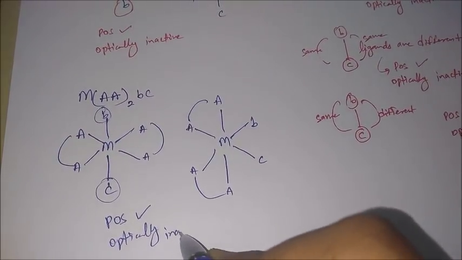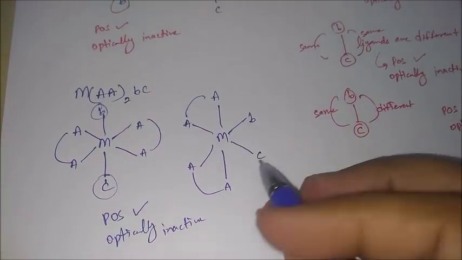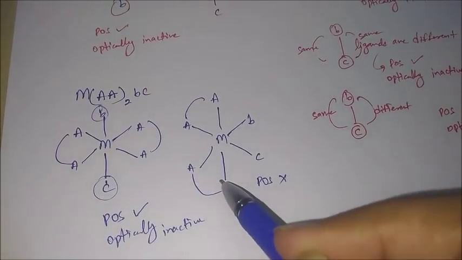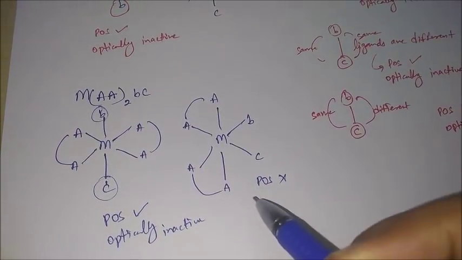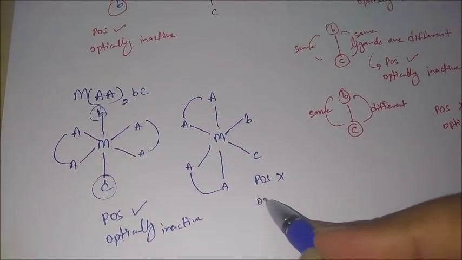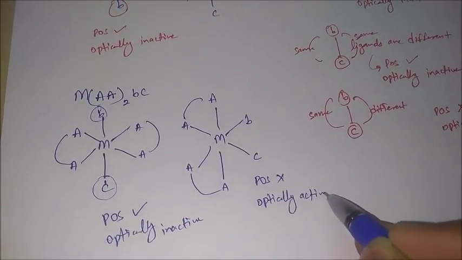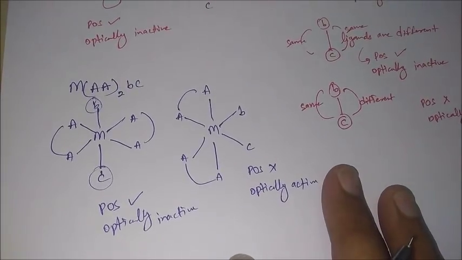inactive. Whereas this one will not have any plane of symmetry. Why? Because these ligands are not axial, they are on different planes, so it will not possess any plane of symmetry and it will be optically active. Okay, so this is the simple way of finding out whether your complex is optically active or not.